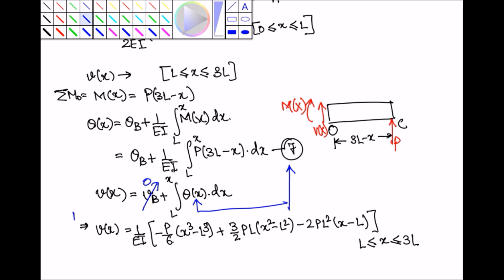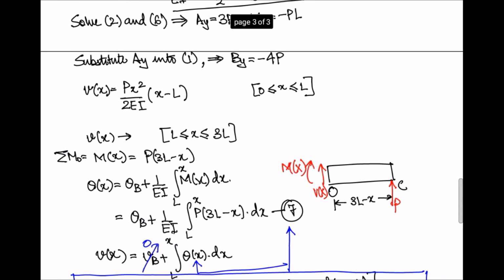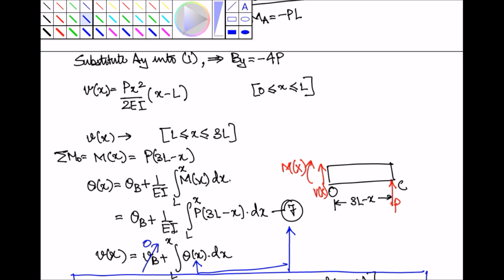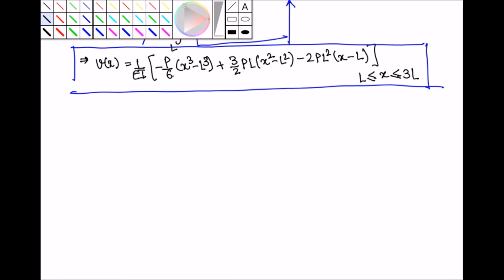Now combining these two equations should give us the value for the deflection functions in both the ranges. We are left to make a plot of the deflection functions. So what we need to do is find out the deflection on the right hand side. If we plug in 3L into the equation on the top, we are going to have v of 3L equal to v_C equals 11PL cubed divided by 3EI.